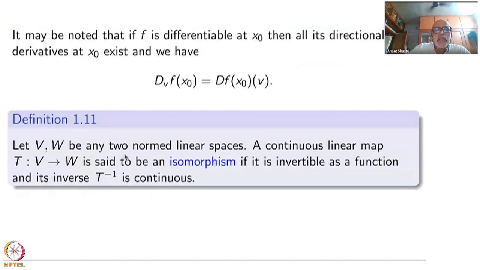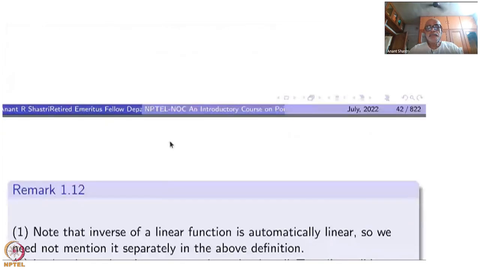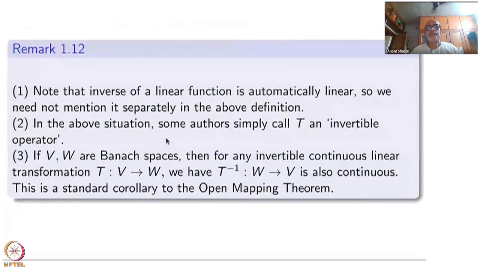So let V and W be any two normed linear spaces. A continuous linear map T from V to W is said to be an isomorphism if it is invertible as a function and the inverse is also continuous. Here I have taken this definition for all normed linear spaces. The remark here is that the inverse of a linear function is automatically linear. This is elementary algebra on any vector space.